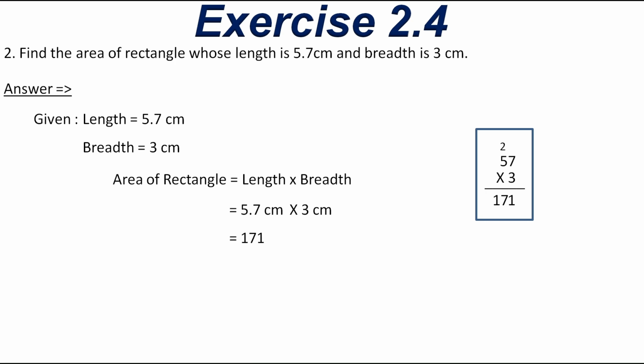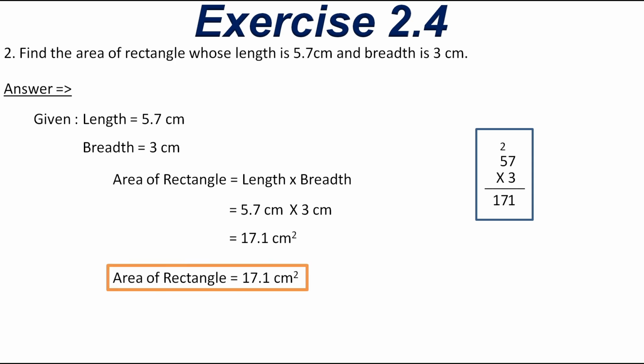But here we have the decimal point before one digit from right, so the decimal point will come before one digit from right in the answer. So the answer became 17.1 centimeter square. Therefore the area of rectangle is 17.1 centimeter square.